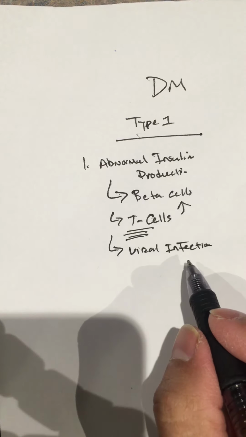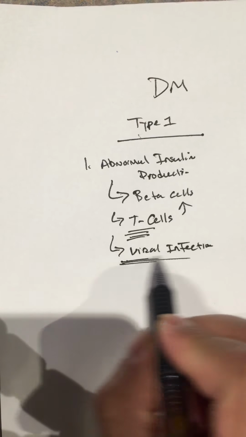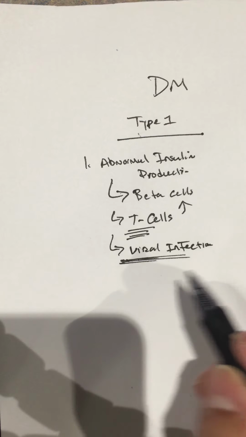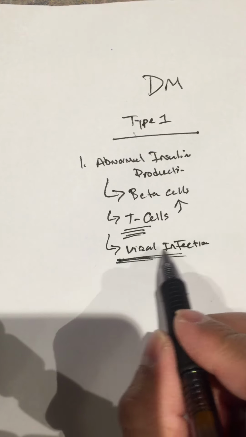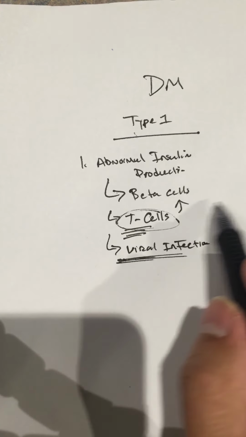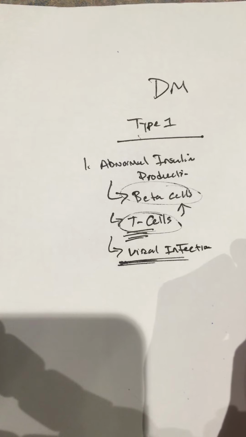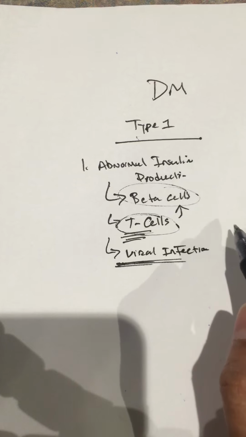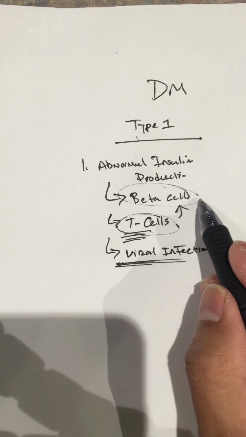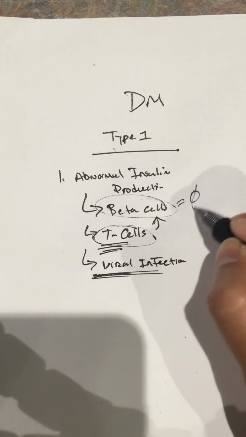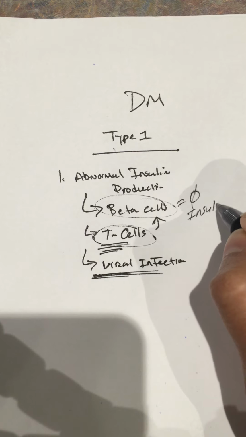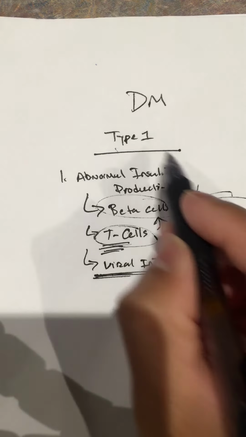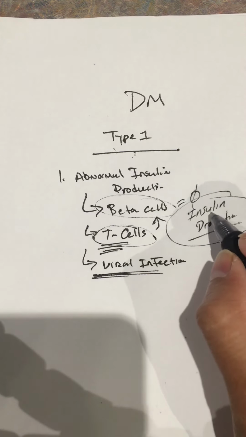This used to be known as juvenile onset diabetes because it occurred in very young patients. The patient would get sick with some type of viral infection, and that would cause their T cells to mistake their beta cells as a problem, as an enemy. So the T cells would begin to attack the beta cells, and if you have no beta cells, you cannot have insulin production. So you must understand this. In type 1 diabetes, you have no insulin production.